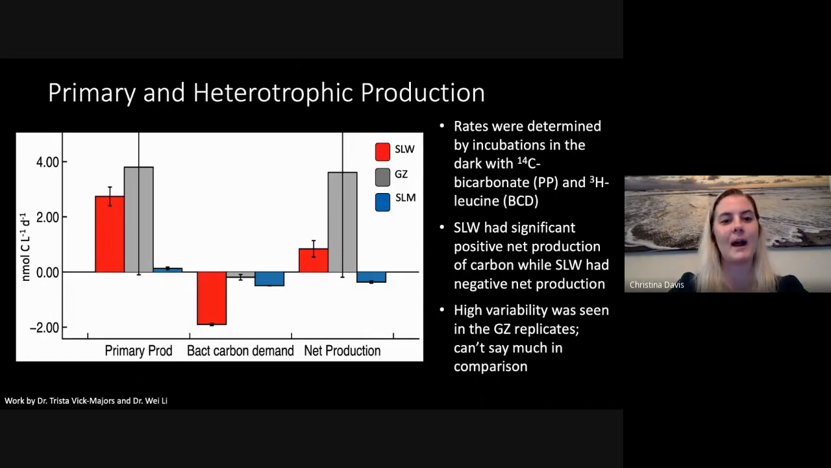So then we measured primary and heterotrophic production within the lake water columns using carbon-14 bicarbonate and hydrogen-3 leucine. So these were incubated with the cells to determine primary and heterotrophic production of carbon within the water samples. And so with SLW, they saw that there was a positive net production of carbon.